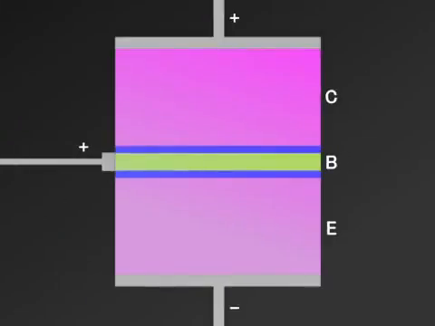This diffusion process creates negatively and positively charged atoms that are called ions. The electric field created by these ions opposes the diffusion process for electrons into the other layer. Now, let's see what the structure of a transistor looks like.